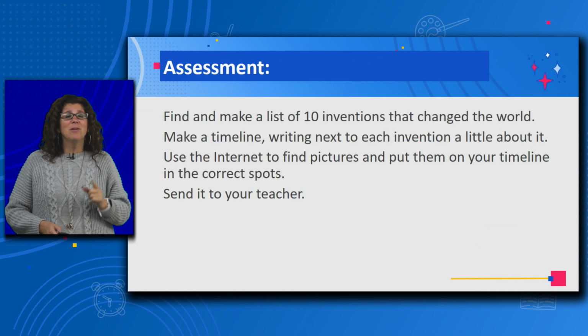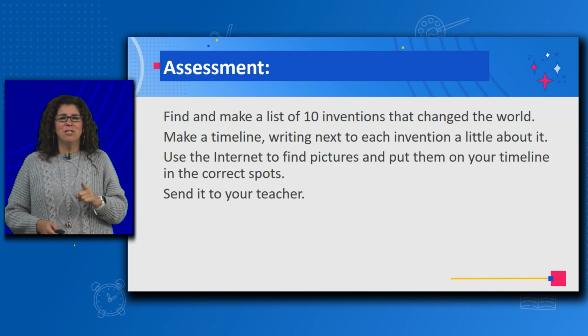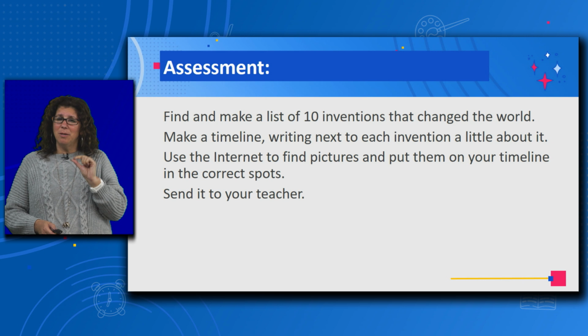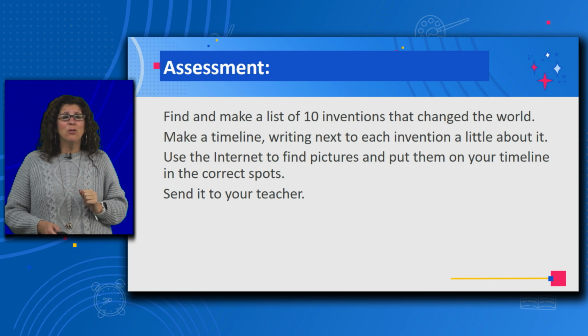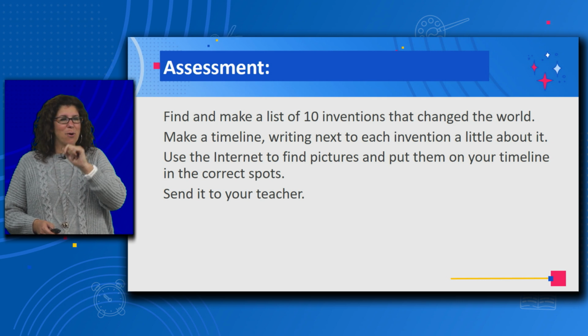Now what I want you to do is I'm going to give you 15 minutes to find and make a list of 10 inventions that changed the world. You're going to make a timeline, writing next to each invention a little bit about it. You're going to have to use the internet to find pictures about it and put them on your timeline in the correct spots, and then you're going to send it to your teacher. You have 15 minutes, and when we're done, I have a bonus prize for you.